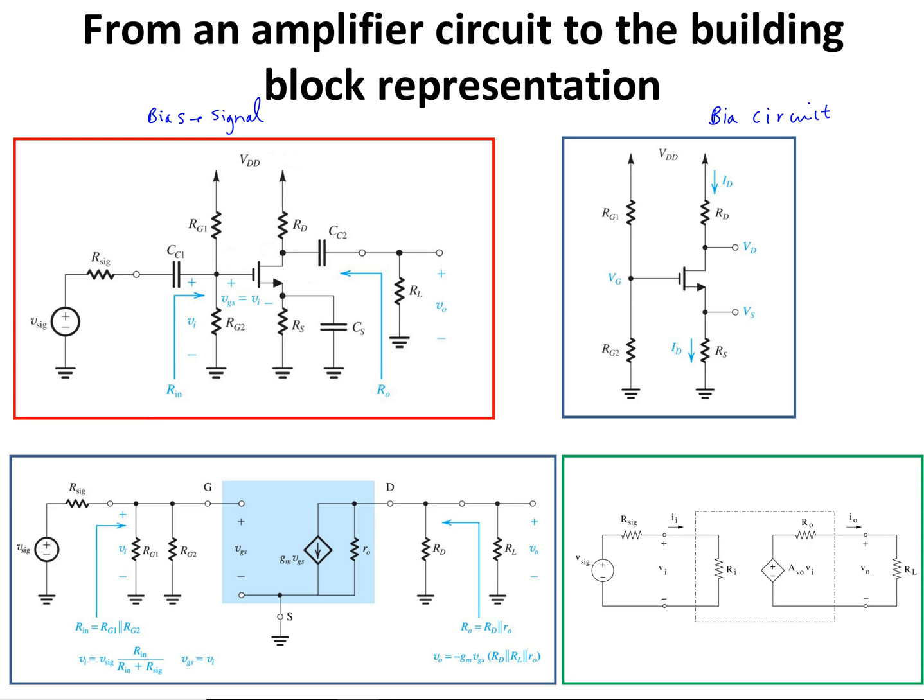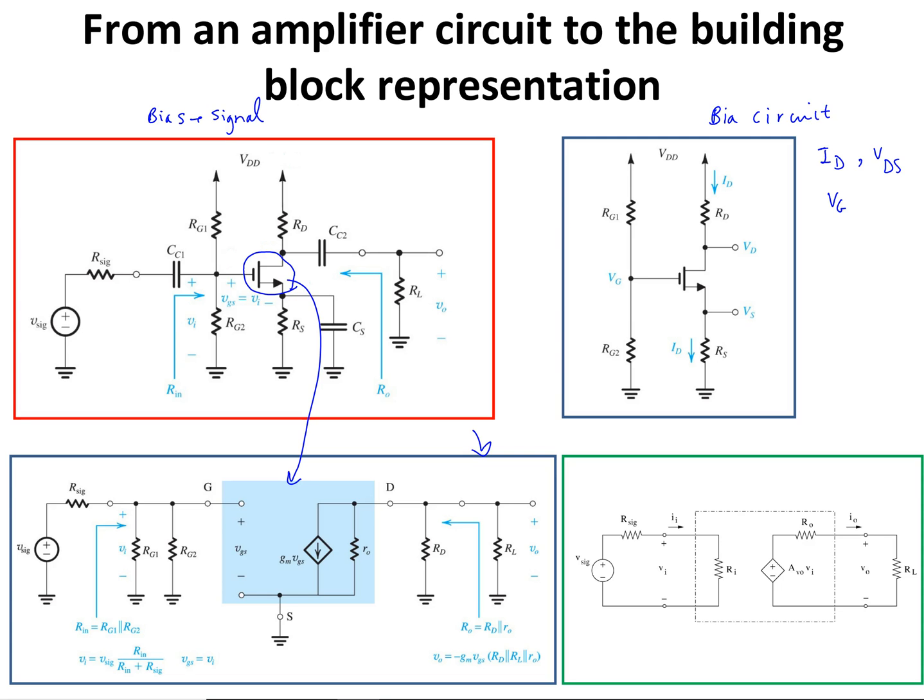After finding the bias parameters, meaning ID, VDS, VD, VS and VG, you're ready for the small signal analysis. We replace this MOSFET with its small signal model, which is in this blue box, and then zero out the DC voltage sources and DC current sources. We assume that the capacitors are short in the signal circuit. Then you end up with this circuit in the blue box. This is the signal equivalent circuit for the circuit in the red box.